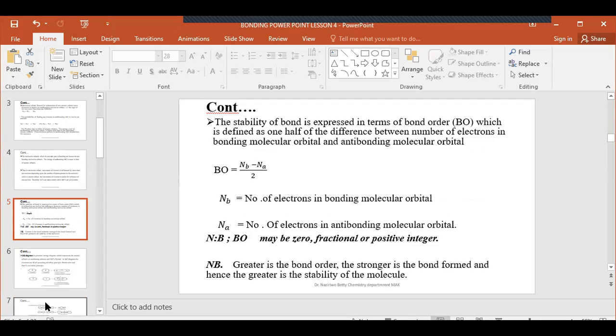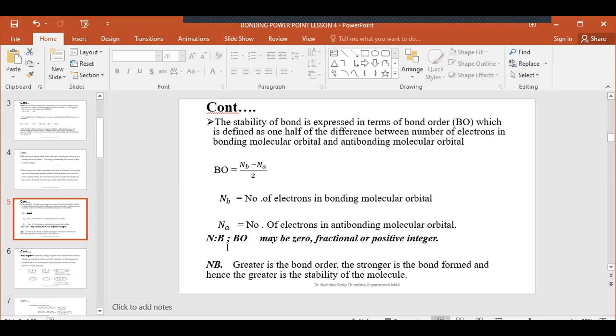Another point is about stability. The stability of the bond is expressed in terms of the bond order, which is defined as 1/2 of the difference between the number of electrons in the bonding molecular orbital and the number of electrons in the antibonding molecular orbital. Bond order is equal to the number of electrons in the bonding molecular orbital minus the number of electrons in the antibonding molecular orbital. The answer you get, you divide by 2.